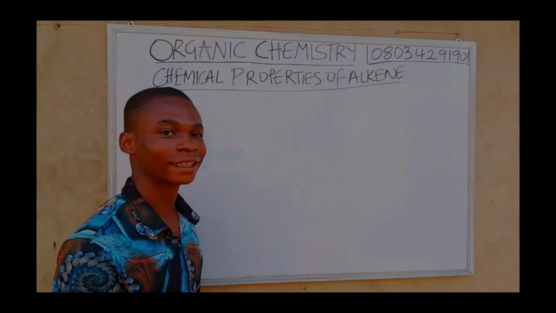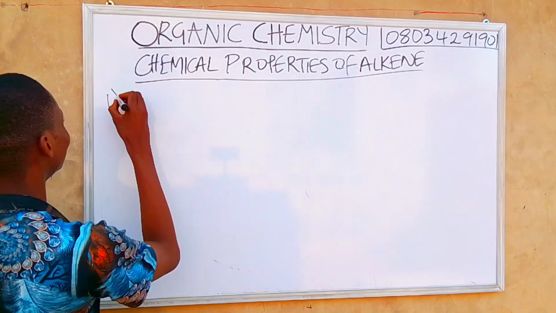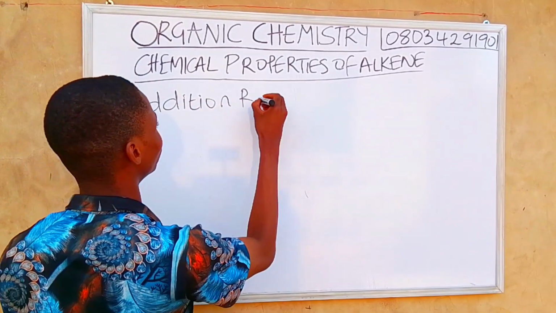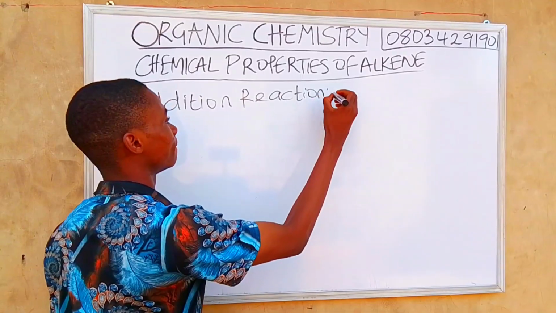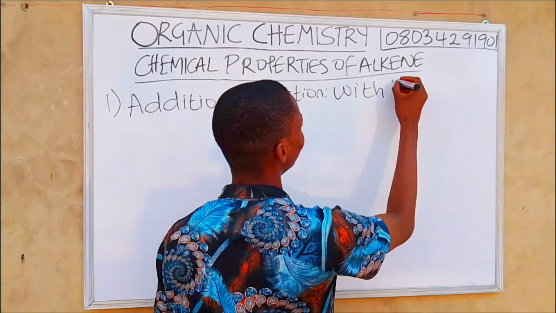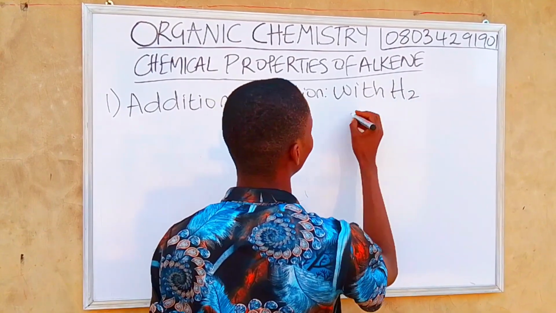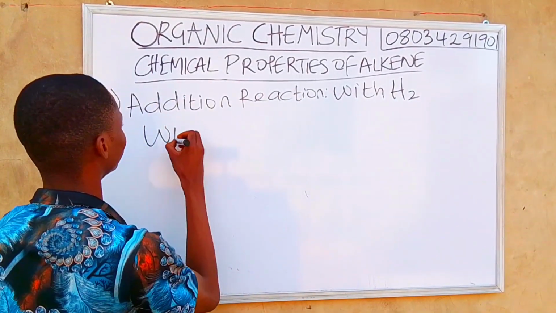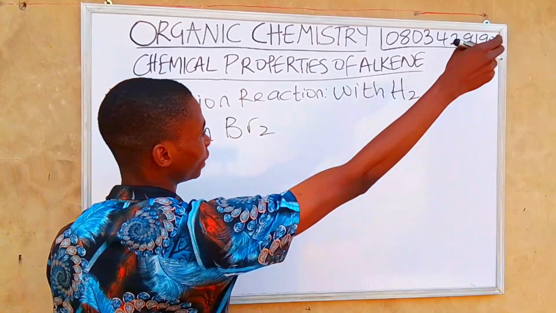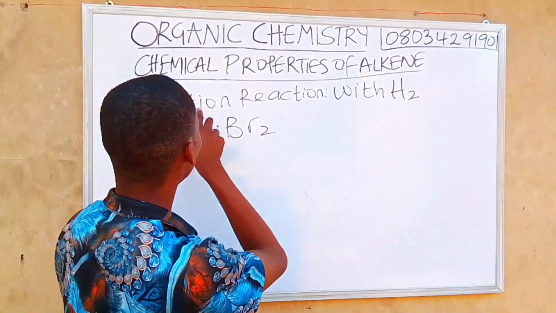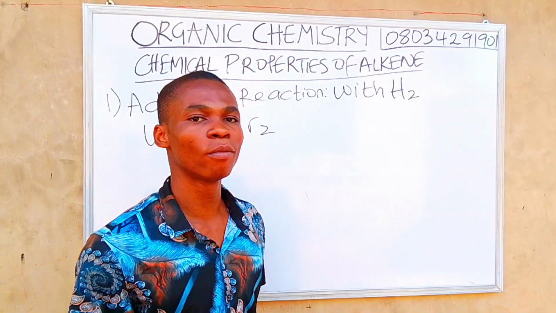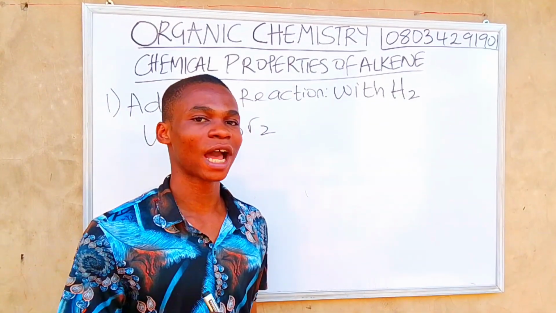Chemical properties of alkene. Alkene involves in addition reaction with elements like H2. It also reacts with Br2, bromine gas, and hydrogen gas. I hope it's clear now. So why does alkene involve in addition reaction? Due to the double bond. That is why it involves in addition reaction.